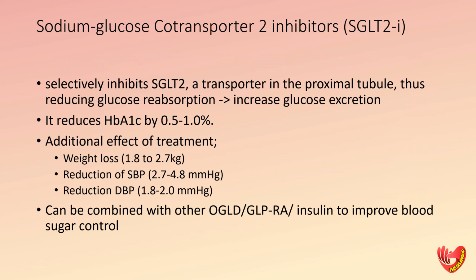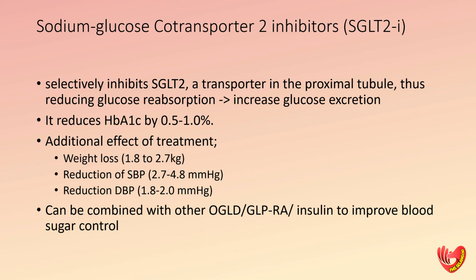Sodium glucose cotransporter 2 inhibitors, SGLT2 inhibitors. This class of drugs selectively inhibits SGLT2, a transporter in the proximal tubule, thus reducing glucose reabsorption, leading to an increase in glucose excretion. It reduces HbA1c by 0.5 to 1%.